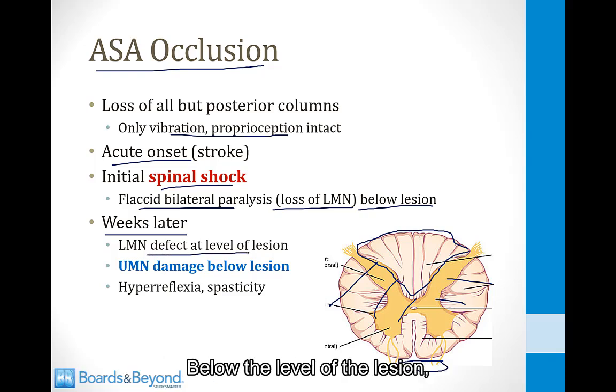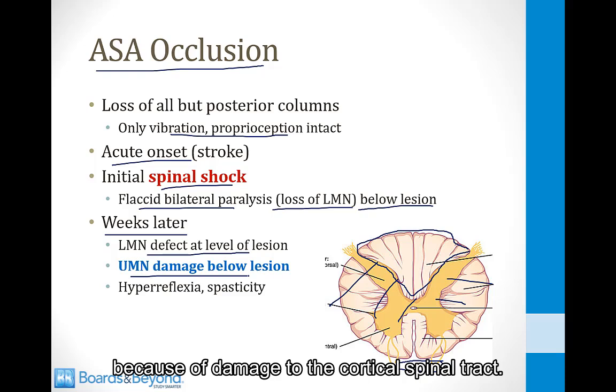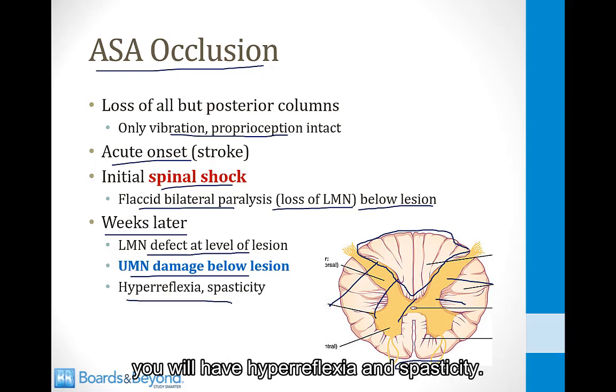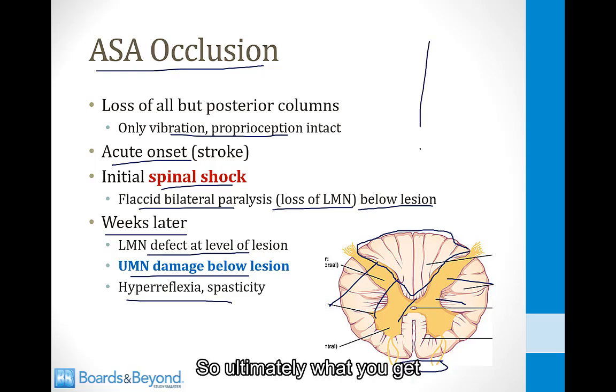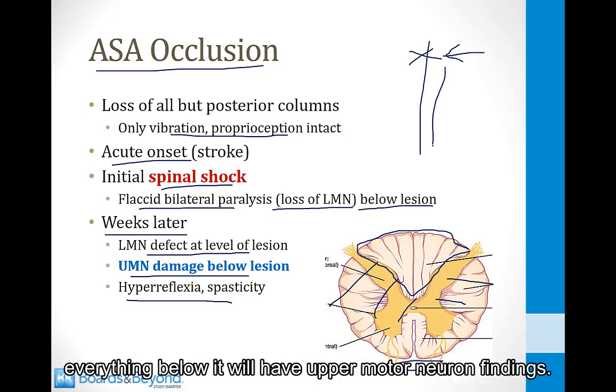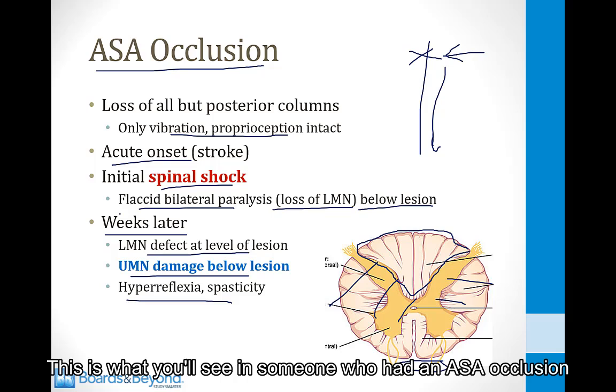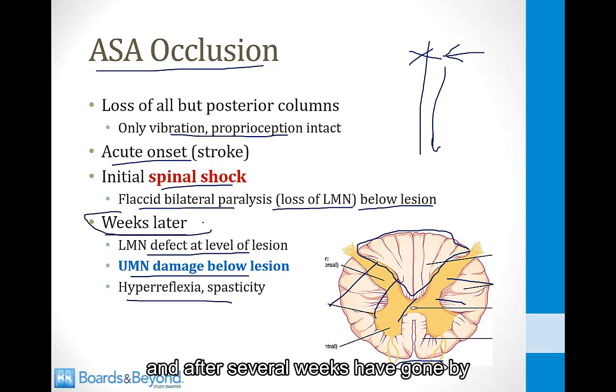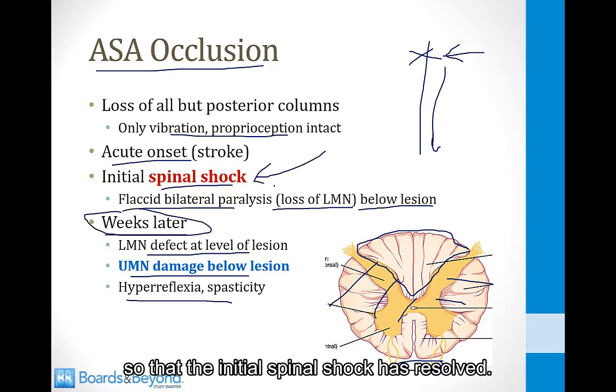Below the level of the lesion, there will be an upper motor neuron defect because of damage to the corticospinal tract. So at those levels that are below the lesion, you will have hyperreflexia and spasticity. So ultimately, what you get if you have a spinal cord like this and the level of the lesion here is you have a lower motor neuron set of findings here. Everything below it will have upper motor neuron findings. This is what you'll see in someone who had an ASA occlusion and after several weeks have gone by so that the initial spinal shock has resolved.